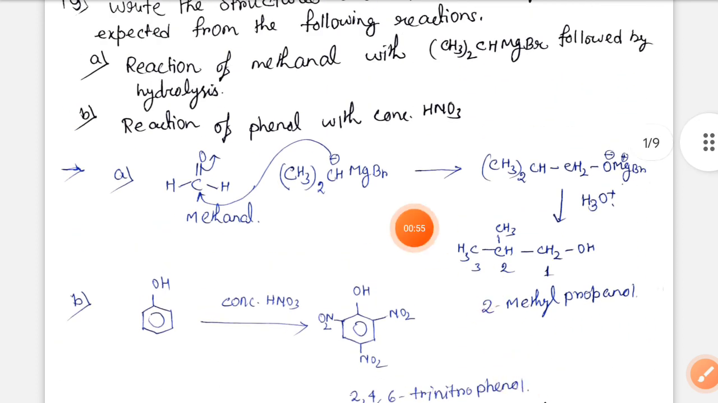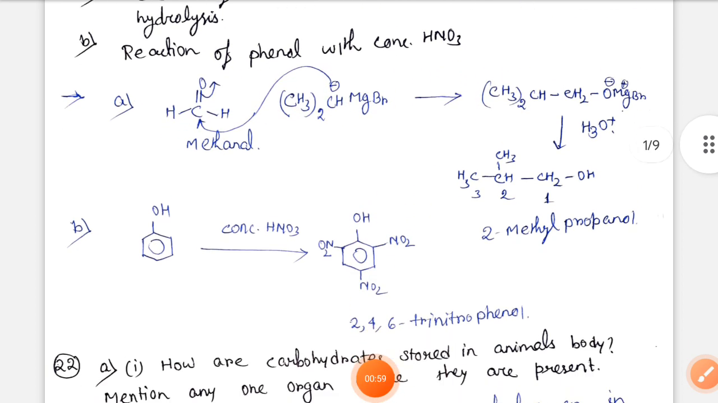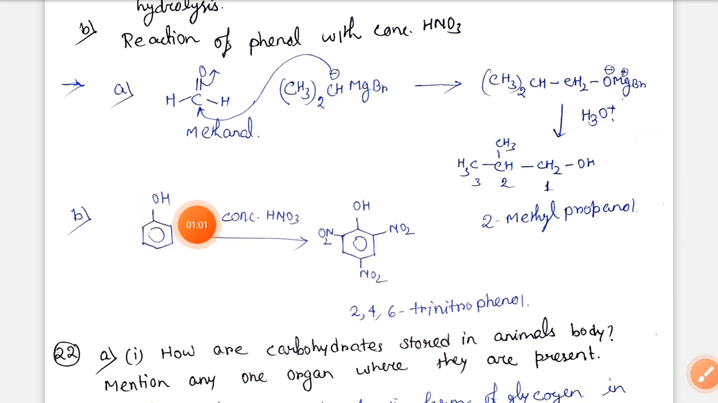Next, reaction of phenol with concentrated HNO3. Here, as the OH group is present, the lone pair of oxygen is in resonance with the benzene ring. Hence, ortho and para positions are electronically rich. So here, in both ortho and para positions, the NO2 group is attached. So the product is 2,4,6-trinitrophenol.